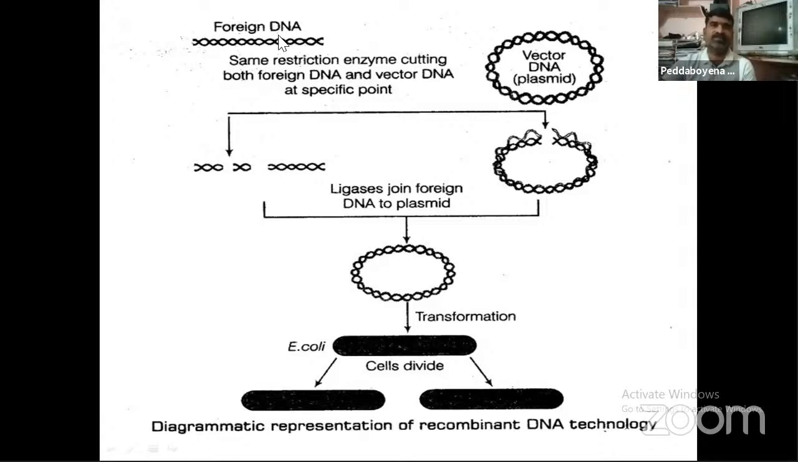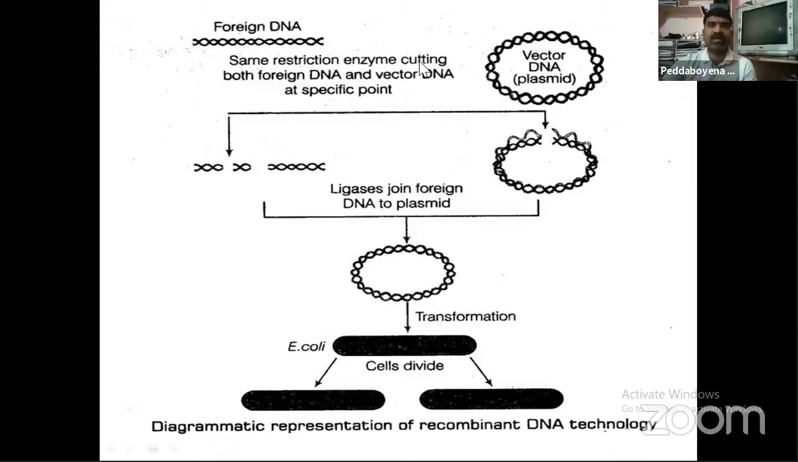Now you are observing the foreign DNA. It is a double helix structure. This foreign DNA can be cut at a specific point by restriction enzymes. Here it is cut at the specific place with the help of the restriction enzymes, and the plasmid is also cut by restriction enzymes. Both restriction enzymes are involved in cutting the DNA fragments at specific places.